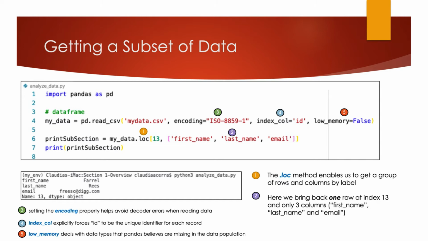The encoding property helps to avoid decoding errors when reading data. So that's pretty safe to use most of the time. Index_col explicitly forces ID to be our unique identifier. Then we have low_memory. This deals with data types that Pandas believes are missing in the data population. So I have this set to false. You don't always need this, but if you run into some errors that speak to these 3 different areas, you will know to come back here and reference this slide.